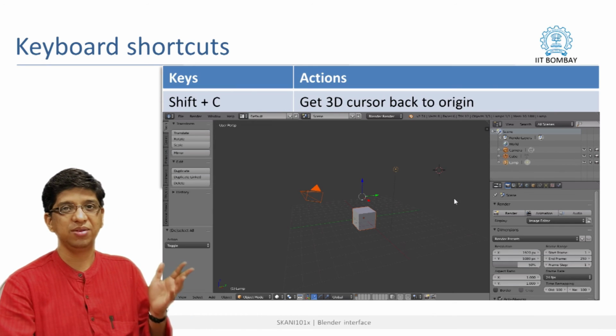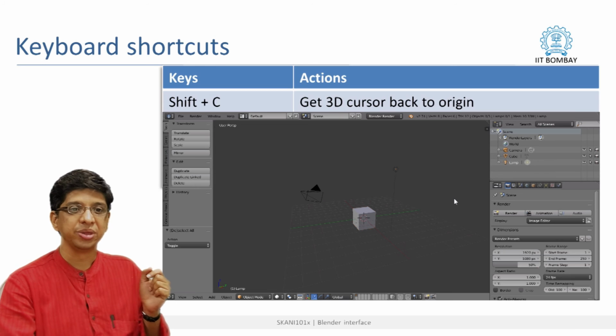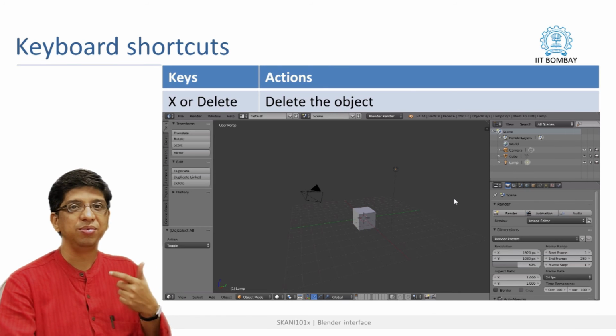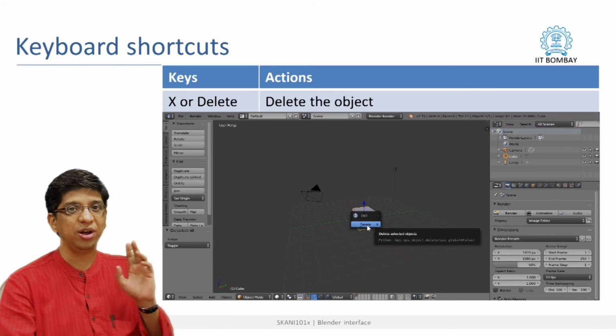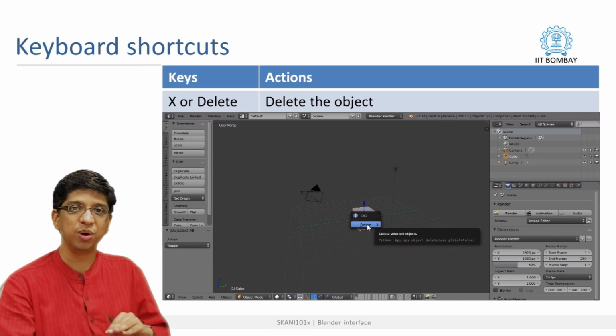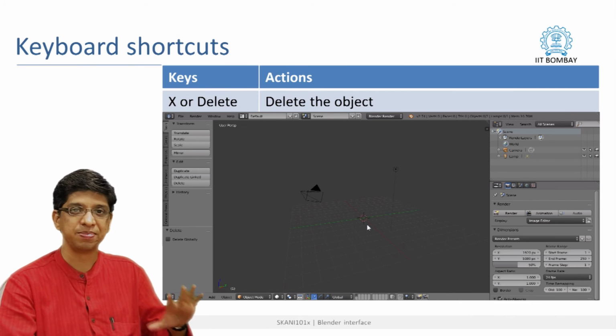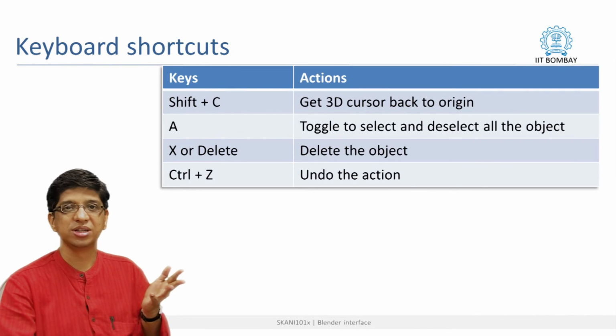Shift C, like I said earlier, will get the cursor back to the center. X or delete will help you in deleting the object. And do not worry, it will always give you a message, are you sure you want to delete the object, and that time you have to say yes. So only after that it will delete the object, but the keyboard shortcut is X or the button delete near the numpad. Control Z is a universal shortcut, I do not have to explain, it is just to undo the action. Just remember Control Z, like any other software in the world we know right now, is undo even in Blender.